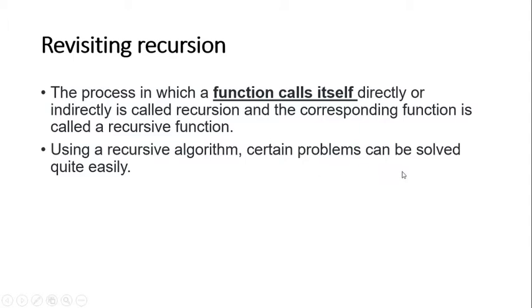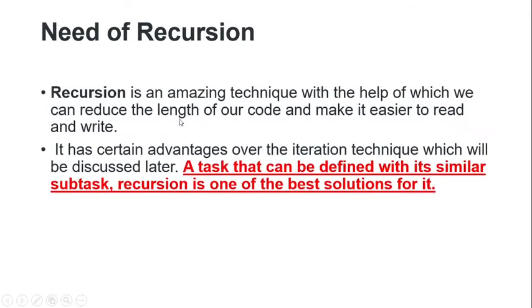Using a recursive algorithm, certain problems can be solved quite easily. Recursion is an amazing technique with the help of which we can reduce the length of our code and make it easier to read and write. It has certain advantages over the iteration technique, which will be discussed. For a task that can be defined with its similar subtask, recursion is one of the best solutions. So the divide and conquer strategy uses independent subproblems. That means whenever we have a problem P, let's say divided into 5 problems P1, P2 to P5, P1 and P2 should be independent subproblems, P1, P2, P3.